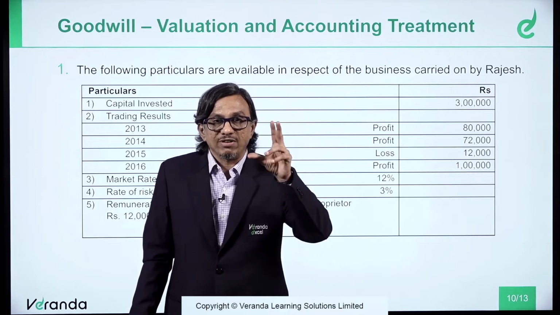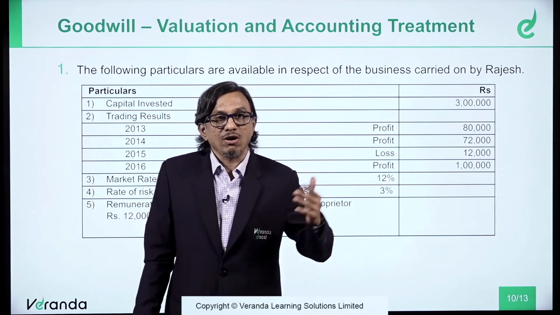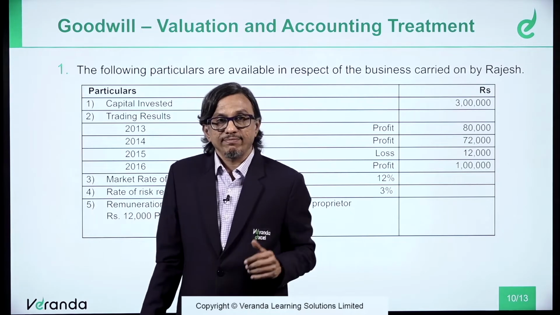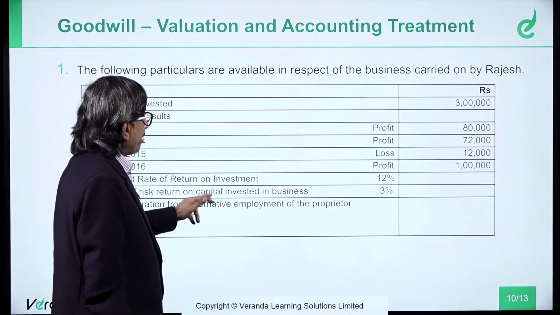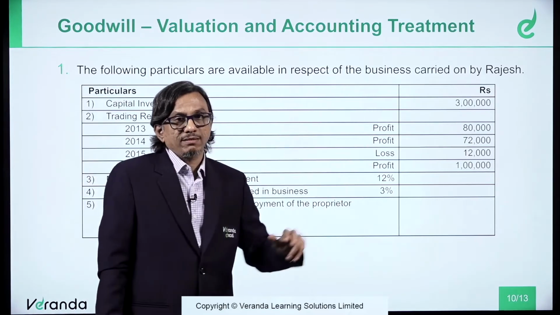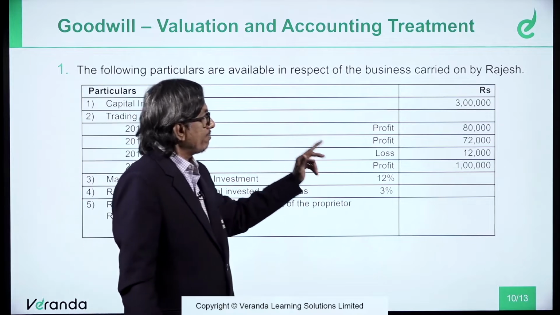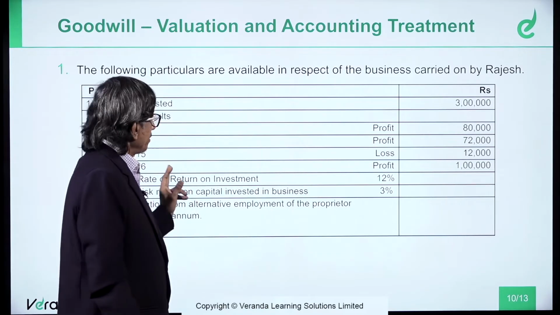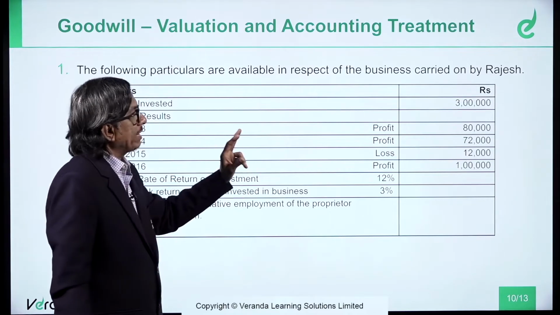So Rajesh has invested a capital of 3 lakh, and the results of the last 4 years are given: 80, 72, minus 12 and 1 lakh. Then the market rate of return on investment is 12%. Risk return on capital invested in business is 3%. 12% and 3%. What is the meaning of this? Market rate of return on investment 12%.